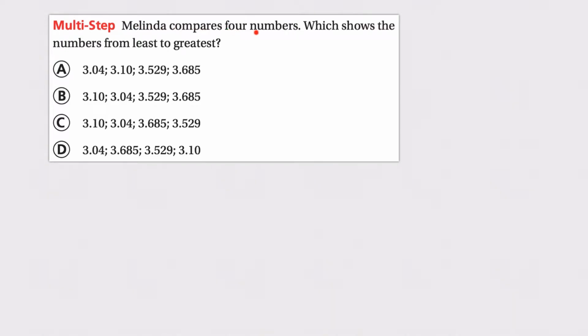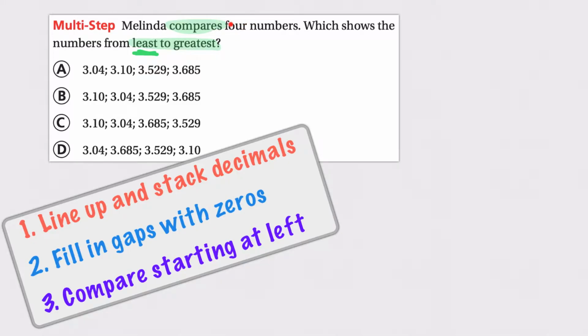So Melinda compares four numbers, which shows the numbers from least to greatest. So she's comparing the numbers. That means we need to stack them up. And this is going to be important. Least to greatest. This time, they went the least first. And yeah, she's using four numbers, but who cares? We're still going to use our same rules.